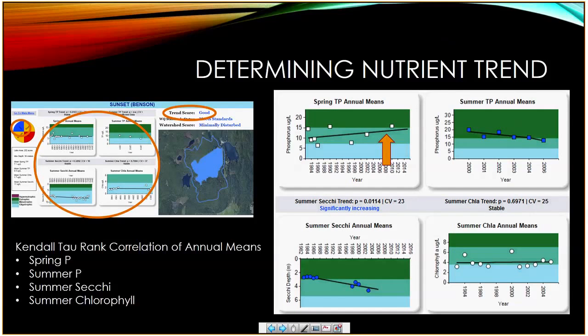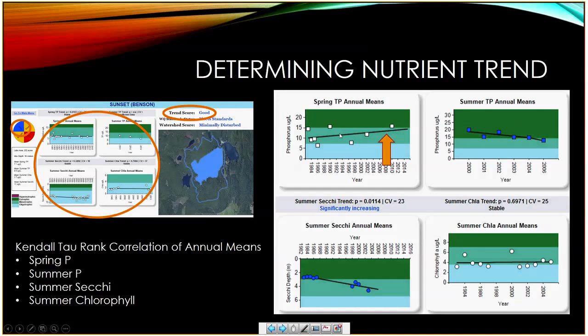So let's start with nutrient trend. Again, that's the upper left quadrant of the Secchi. It's captured by the 4 graphs in the middle of the pop-up page and also by this trend score at the top of the right side. The data shown in the graphs are the annual means for each of these different parameters, and it takes at least 8 data points each year to populate the summer data graphs. So if there were not 8 points for that particular year, you will not see a data point.